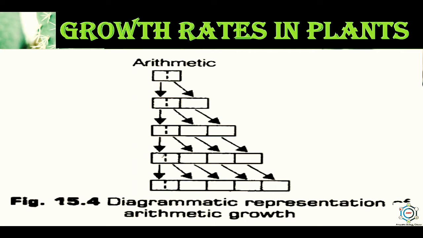First, in case of arithmetic growth, as in root apex and shoot apex, a single meristematic cell divides by mitotic division to form two daughter cells. Now, one of these daughter cells differentiates to become a permanent cell, whereas the other one remains meristematic and divides again by mitotic division. The process continues and new cells are constantly added to the body, resulting in the constant elongation growth.